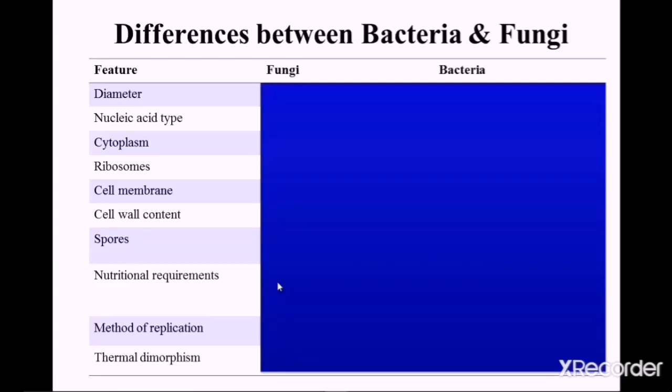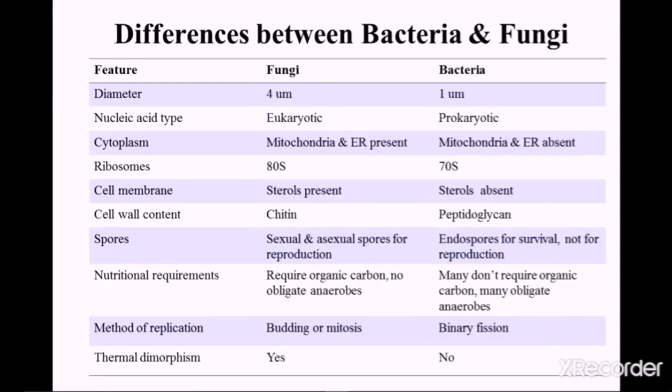Nutritional requirements: fungi require organic carbon. There are no obligate anaerobes, whereas many bacteria do not require organic carbon and many are obligate anaerobes. Method of replication in fungi is either by budding or mitosis, and it is by binary fission in bacteria. Thermal dimorphism is present in certain fungi. We will discuss what thermal dimorphism is in the next slide. In bacteria, there is no thermal dimorphism. So these are the differences between bacteria and fungi.